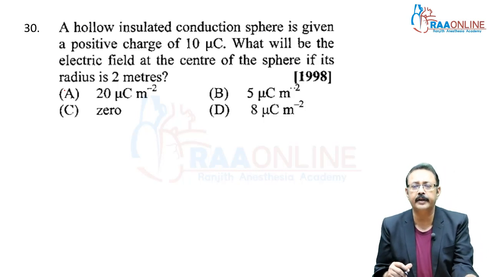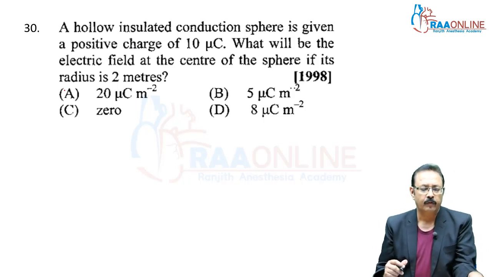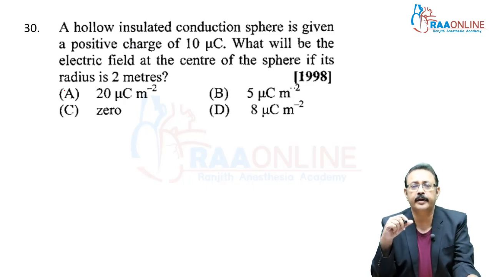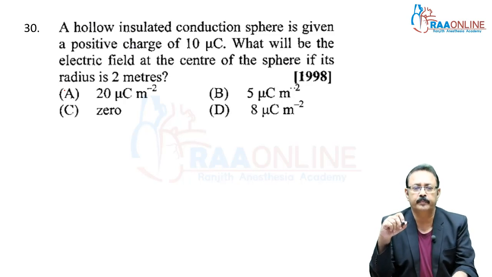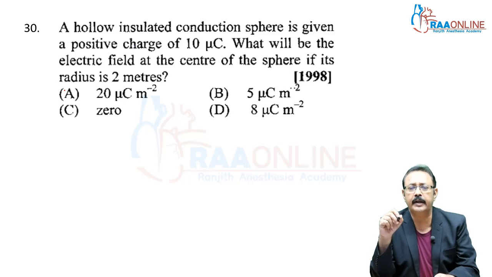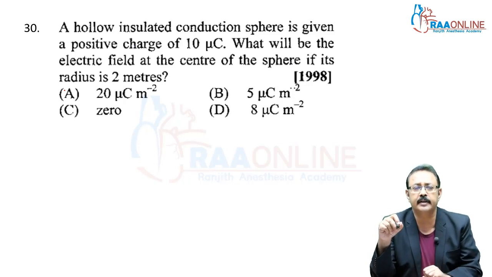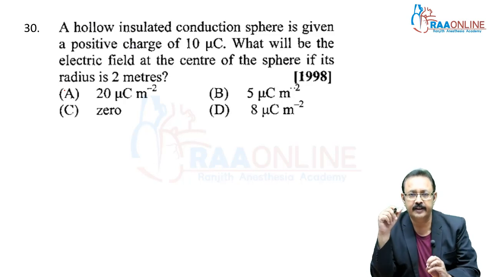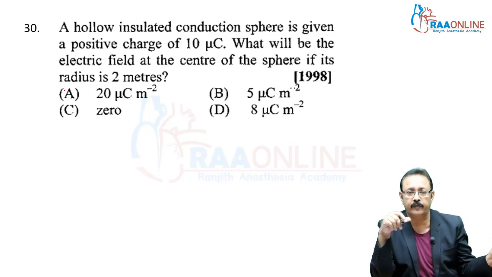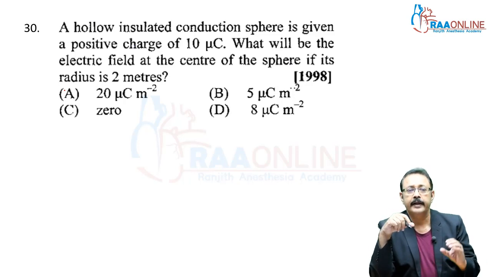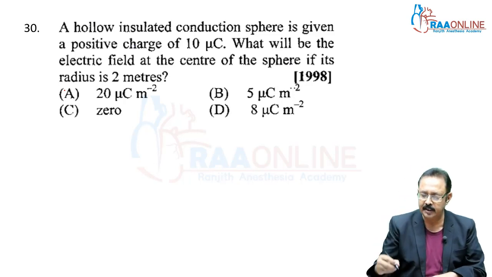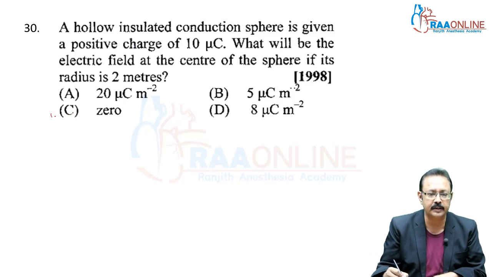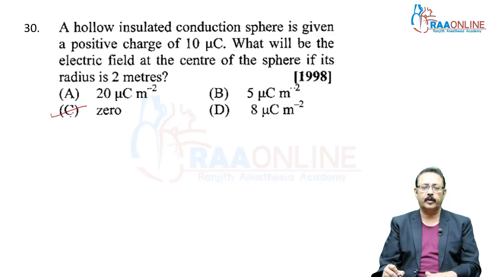Next, it is from 1998 AIPMT. What they are saying: a hollow insulated conducting sphere is given a positive charge of 10 microcoulomb. What will be the electric field at the center of the sphere if the radius is 2 meters? We discussed this 3-4 times while solving problems and discussing the theory. In a hollow conducting sphere, inside there is no electric field. So the answer should be 0. So we are going with C. Getting my point? We are going with C.